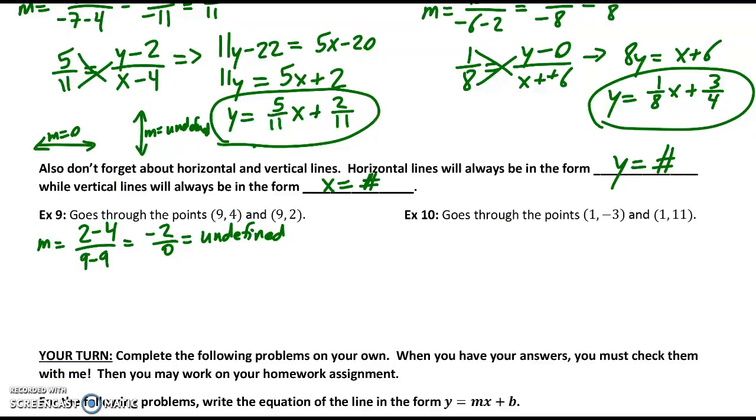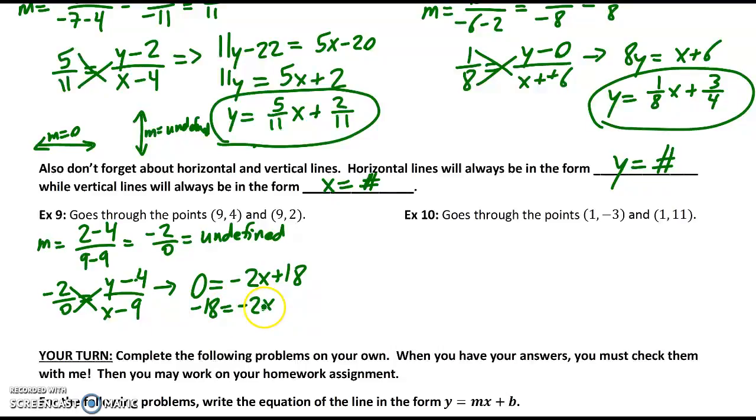So you can actually still use slope here. If you do -2 over 0 equals y minus over x minus, and you plug in one of these points, I don't care which one you do, cross multiply this. What happens? You end up getting 0 times that, which will just be 0, right? You'll end up getting 0 equals -2x plus 18. There's no y. So your only choice is to solve for x, okay? So I get -18 equals -2x. Divide everything by -2 and flip the equation. You end up getting x equals 9.